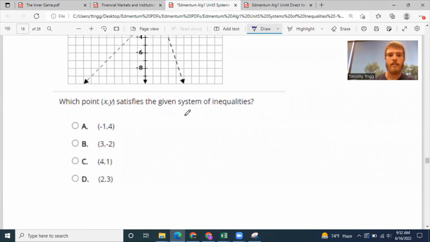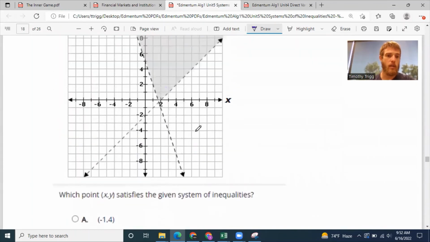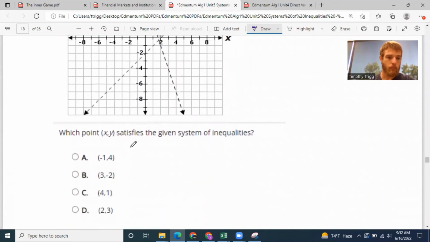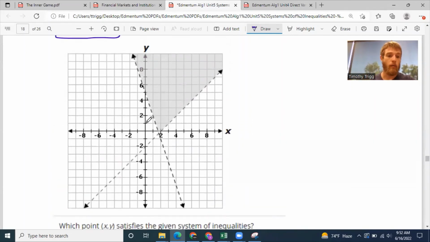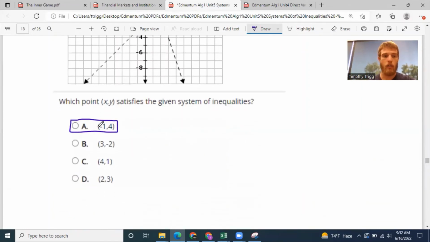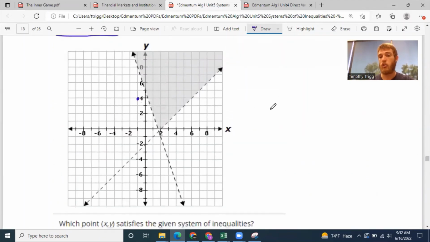All right, let's take a look at the question. Which point satisfies the given inequality? So we have some coordinate points here. This is actually pretty easy when you have the graph. You could just look, is this point in the double shaded region? We're going to look at point A to start. If the point is in the double shaded region, well, that's the solution region. So let's see, -1, 4. That's right here. Is that in the double shaded region? Well, no, it's not. So I know that that's wrong. Check the other points to see which one's in the double shaded region.